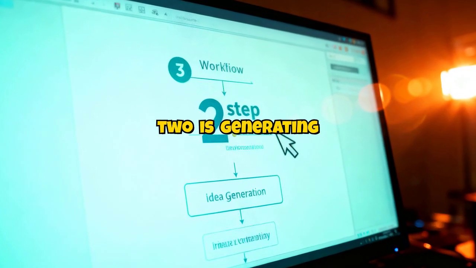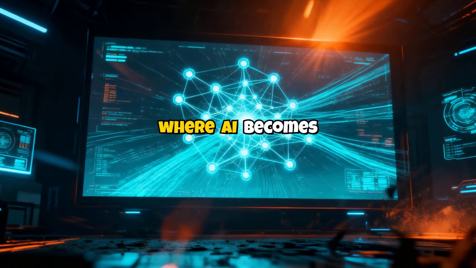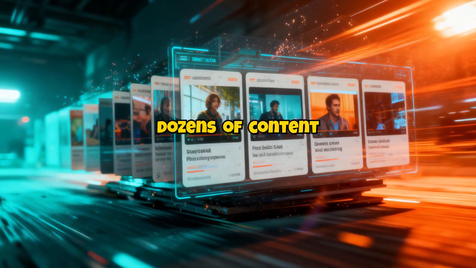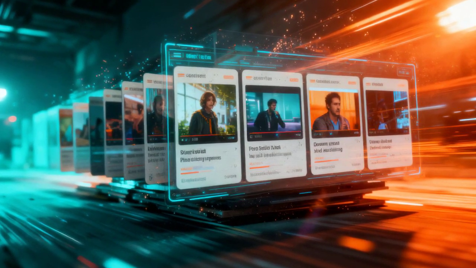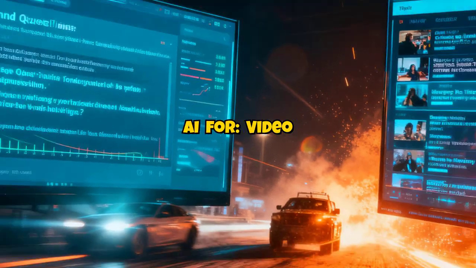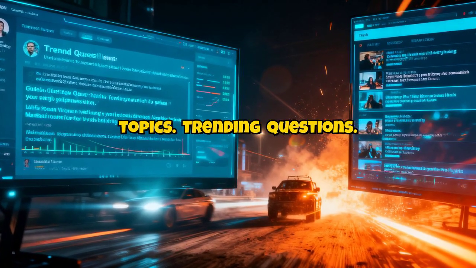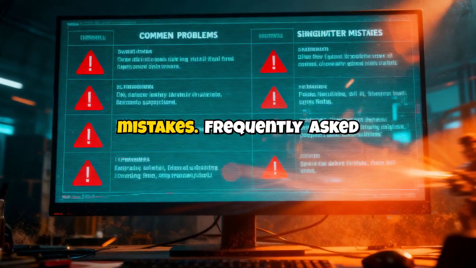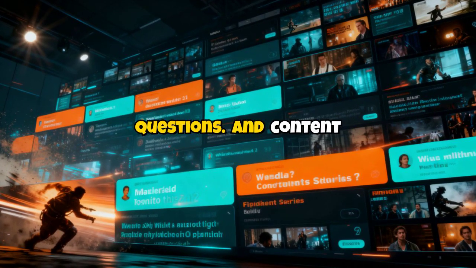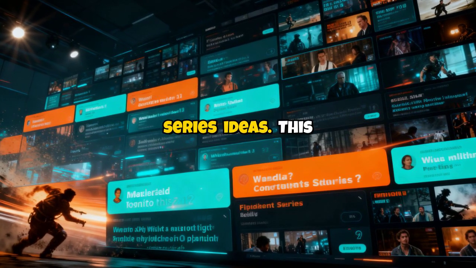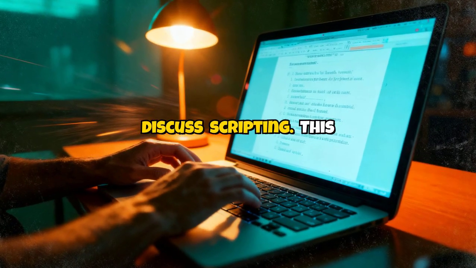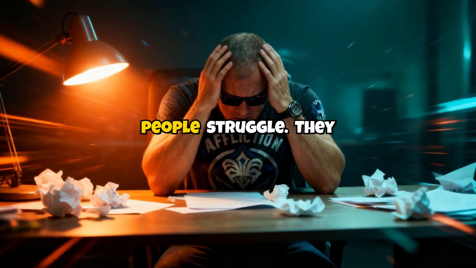Step 2 is generating ideas. This is where AI becomes powerful. Instead of spending hours brainstorming, AI can generate dozens of content ideas in minutes. You can ask AI for video topics, trending questions, common problems, beginner mistakes, frequently asked questions, and content series ideas. This helps eliminate creators' block. Now let's discuss scripting. This is where many people struggle.